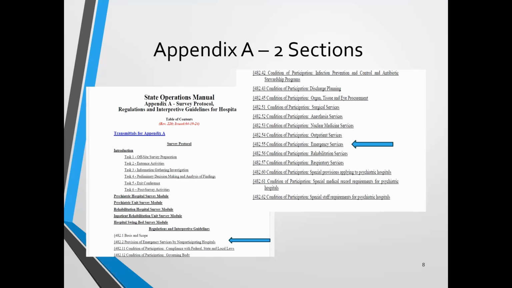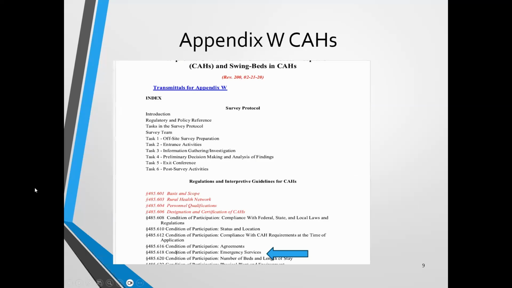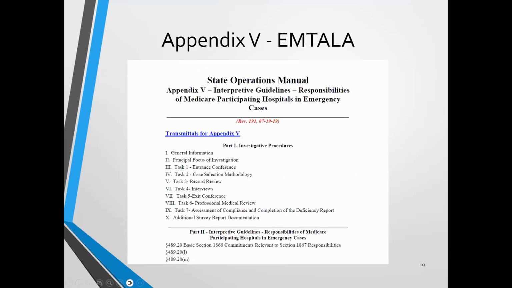As far as EMTALA, in Appendix A, the regulation is not there. It has its own appendix, Appendix V. However, when we're talking critical access hospitals, you do have emergency services, but you also have the regulation for EMTALA. And I think part of this had to do with back in 2019 and 2020, they made some major revisions to some of these requirements. What they did was take the requirements of EMTALA and what had to be there and put it in their own manual. And that's Appendix V.